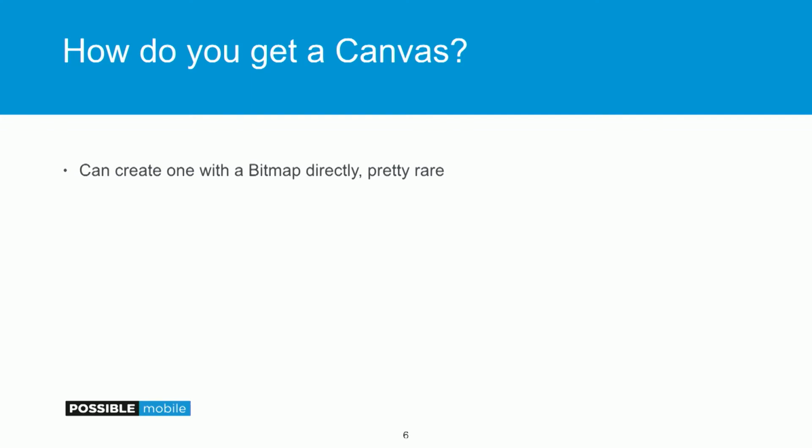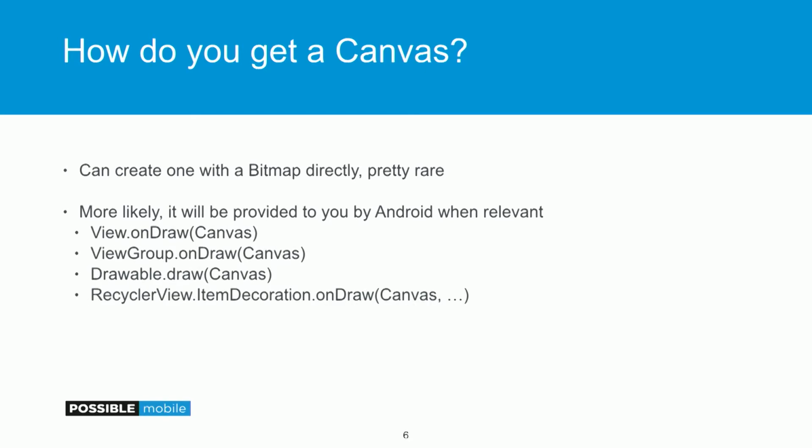But more often than not, one will be provided for you by Android, by the framework, whenever it's relevant and you need it. So there's a lot of popular options. The one that we'll focus on the most today is view.onDraw. When you override that method, Android will give you a canvas object for that view, and you can put whatever you want in it. ViewGroup also has an onDraw method since it is just a view.